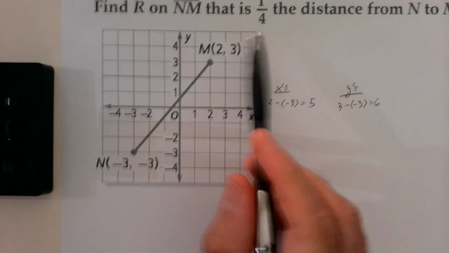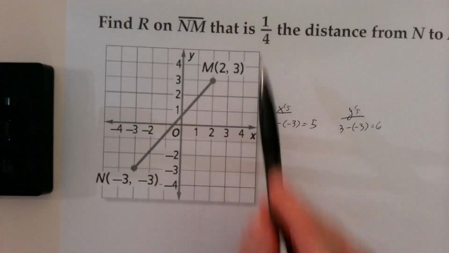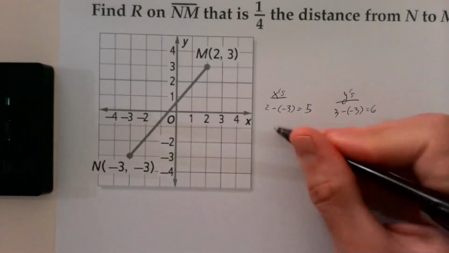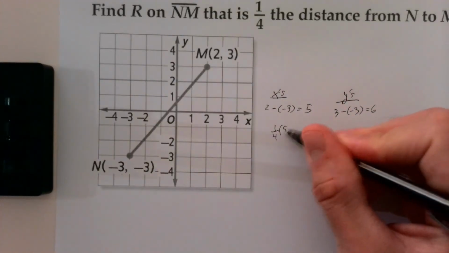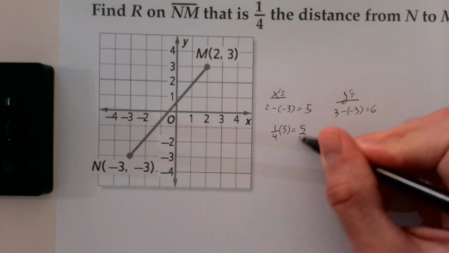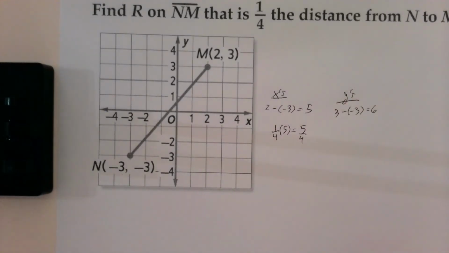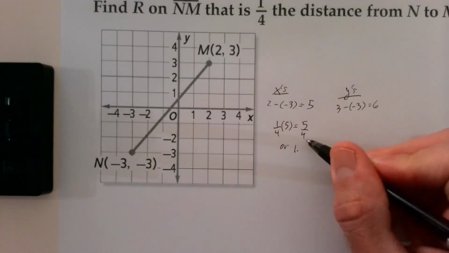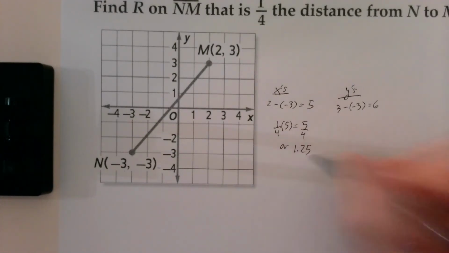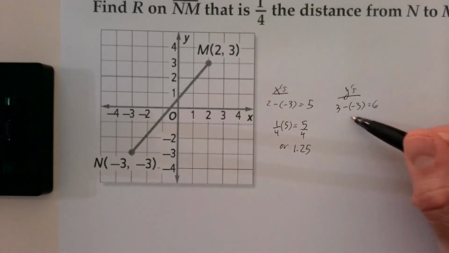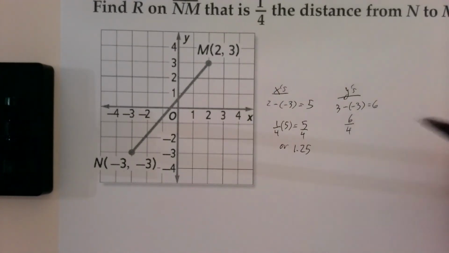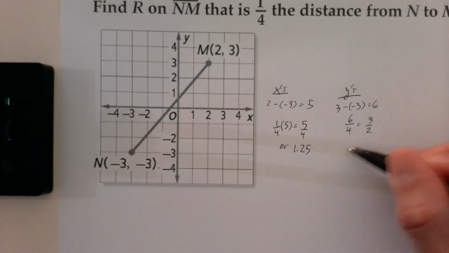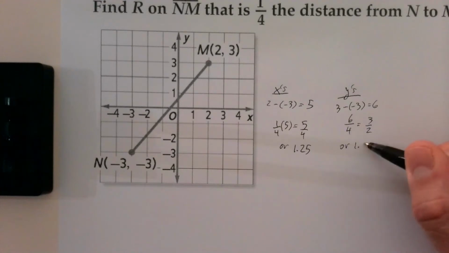Okay, so I'm supposed to go a quarter of the distance. So what I'm going to do is multiply both of these by 1/4. A quarter times 5 is 5/4. If you really like decimals, that's 1 and 1/4, 1.25. For this one, I'm going to do 6 divided by 4. That's the same as 6 times a fourth. That's 3/2, and if you really like decimals, you can say 1.5.